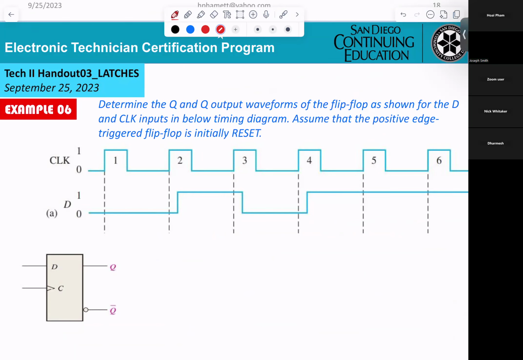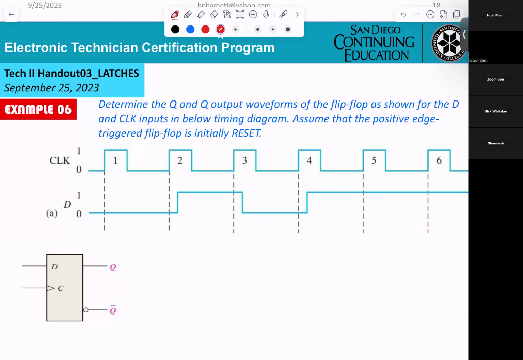Determine the Q and not Q output waveform of the flip-flop as shown for D and the clock input in the below timing diagram. Assume that the positive edge trigger flip-flop is initially reset.